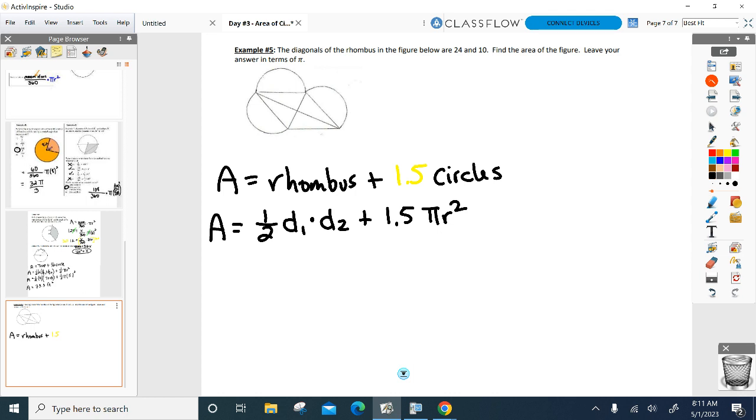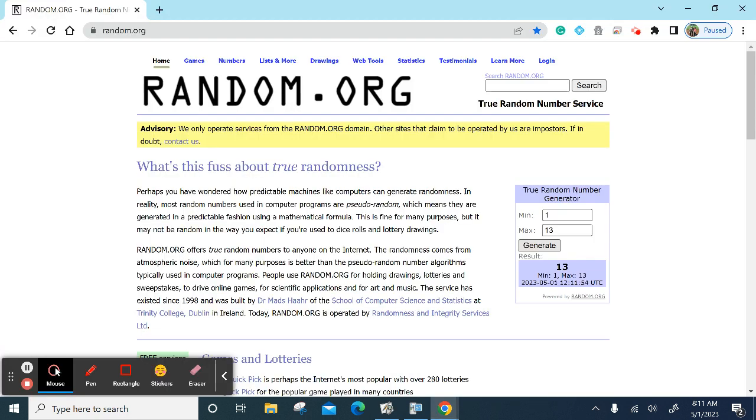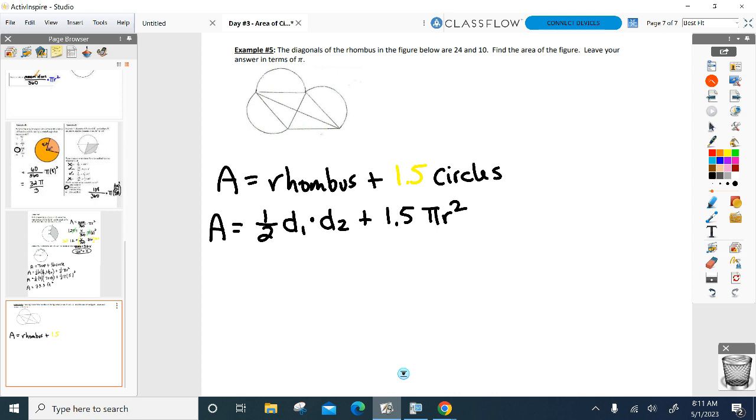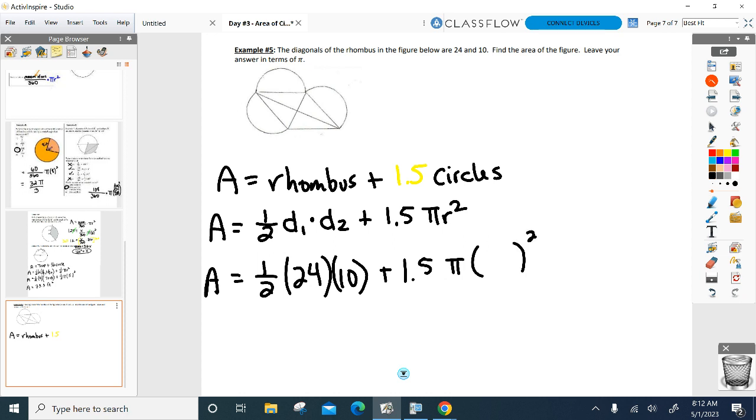All right, we got some work to do now. Somebody first start me off with the rhombus. What were the diagonal lengths again? 24. Good. So this is nice and easy. 1/2, 24, and 10. Here's where we're going to have to work. What is the radius of one of those semicircles?